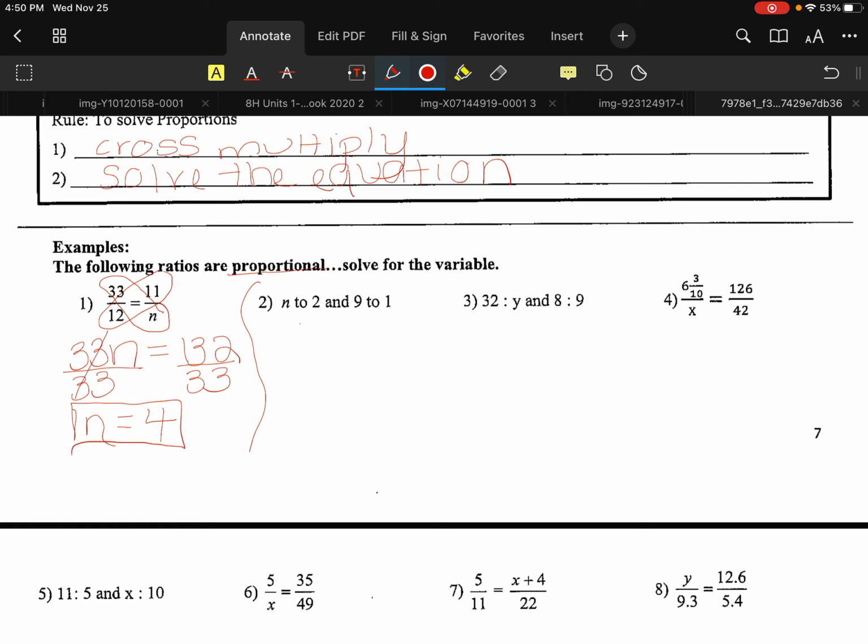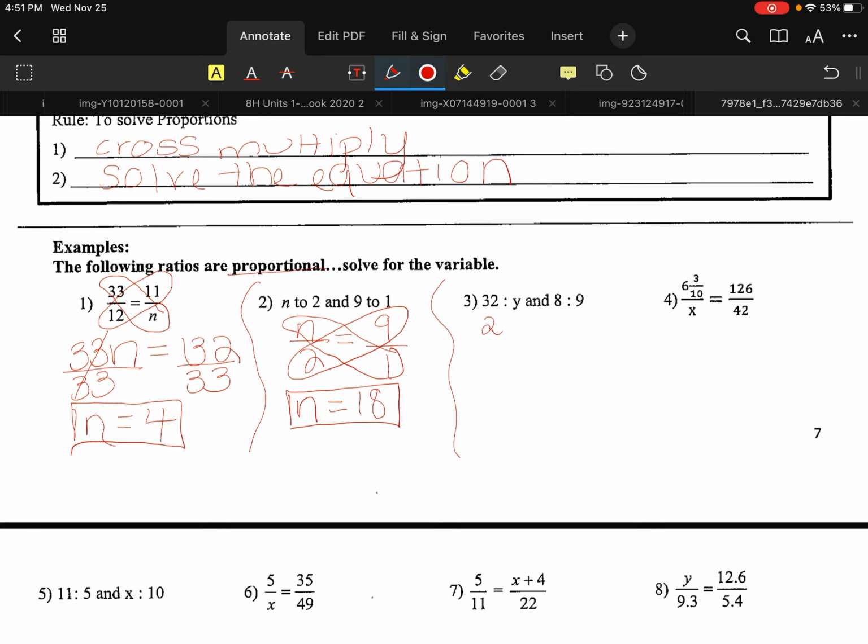Number 2, n to 2 is n over 2. 9 to 1 is 9 over 1. And we're proving whether these are equal. We know they are proportional, so we have to solve for n. Cross multiply 1 times n. You could put 1n, but I know 1 times n is just n. 2 times 9, or 9 times 2, is 18. So in order for these to be proportional, n would have to be 18.